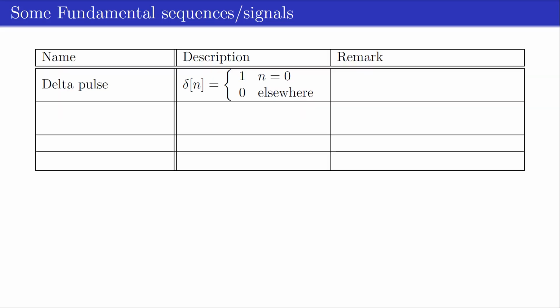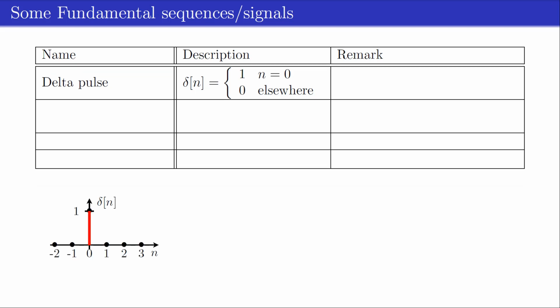The first fundamental signal of interest is the discrete time delta pulse, denoted by delta[n], which is equal to 1 for n is 0 and 0 for all other indices n, as indicated in the equation and represented in the graph. The discrete time delta pulse plays the same role in discrete time signal processing as the continuous time delta pulse delta(t) plays in continuous time signal processing.